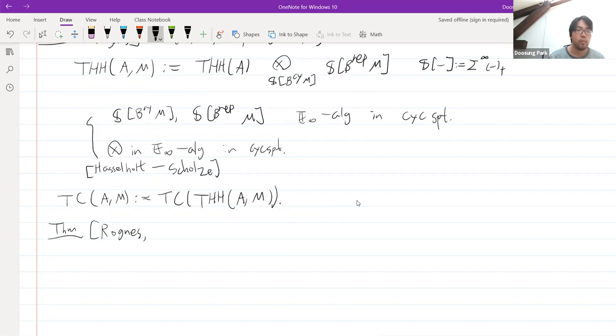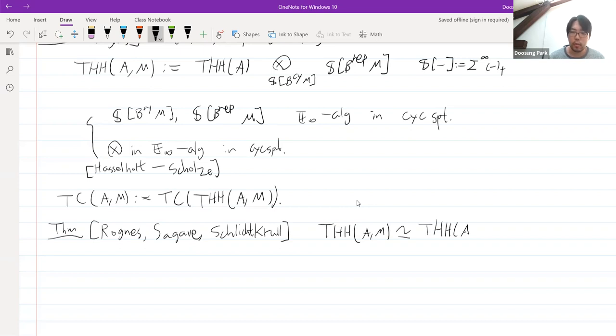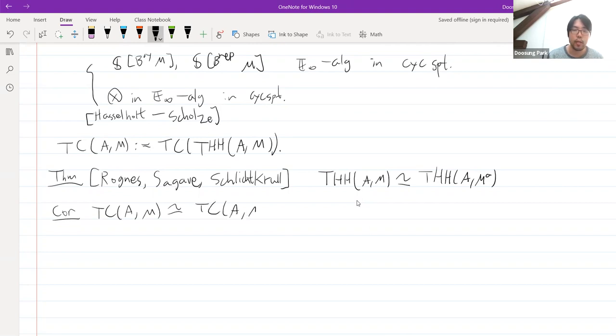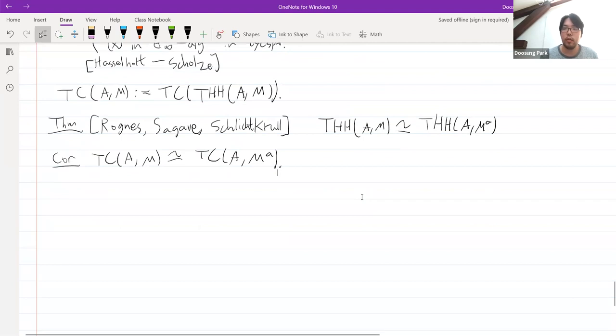Theorem, by Rognes, Sagave, and Schlichtkrull: THH of (A, M) is not equal, of course, but equivalent to THH of (A, M^a). So we can forget about pre-log rings and we can focus on log rings. And of course, one can show that this is compatible with the cyclotomic structure. So the corollary is TC of (A, M) is also TC of (A, M^a). Okay, so this is one ingredient to extend to log schemes.